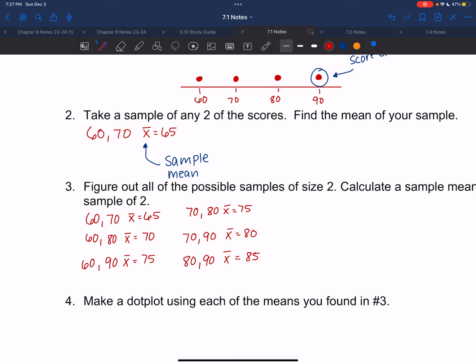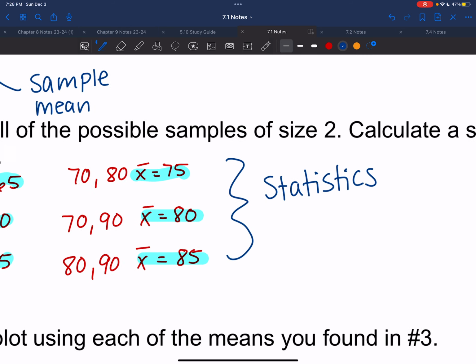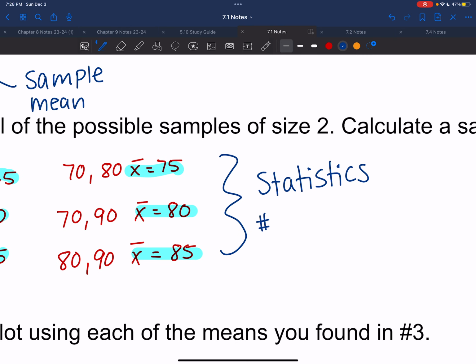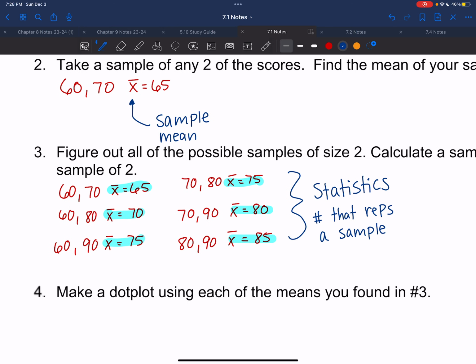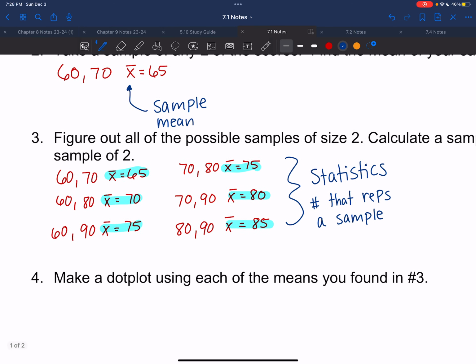Each one of these sample means right here are what are known as statistics. A statistic is just a number that represents a sample. So each and every one of these numbers that I've highlighted, these sample means, are statistics.